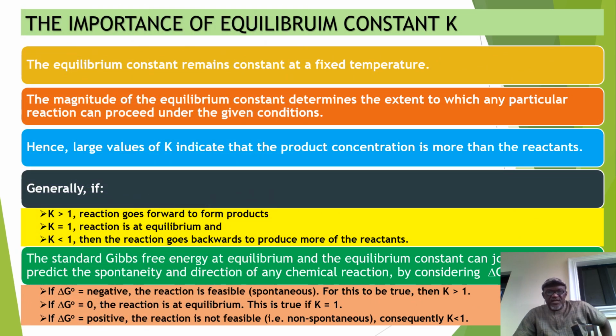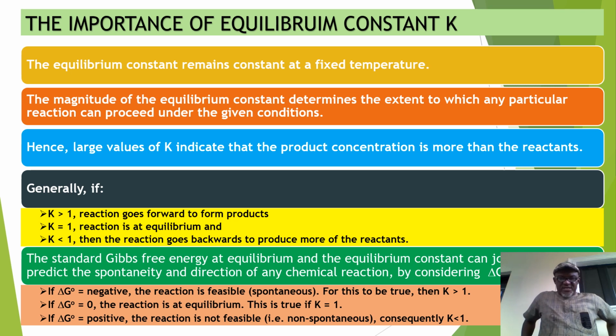Of course, the equilibrium constant is very important. It remains constant at a fixed temperature, and its magnitude determines the extent to which the reaction proceeds. Remember, it is the concentration of the products divided by that of the reactants. So if it is high, it means the product concentration is high. If it is low, it means the product concentration is also low. Now, generally, we can use the equilibrium constant: if K is greater than 1, the reaction goes forward. If it's equal to 1, it is in equilibrium. If it is less than 1, the reaction goes backwards.